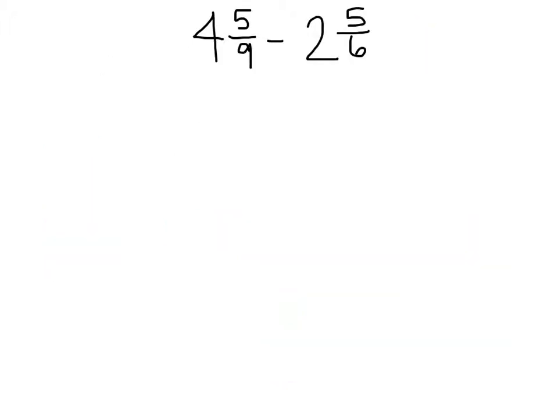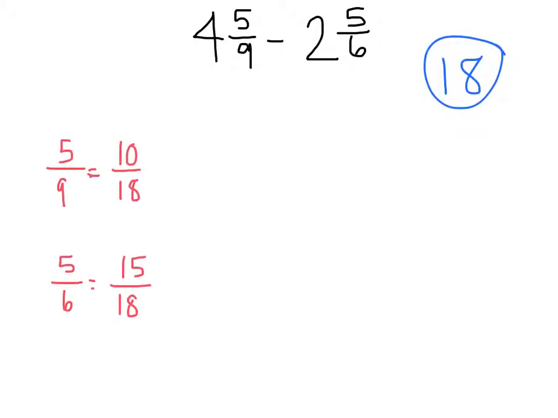So I'm starting once again with these mixed numbers. I have 4 5/9 this time and 2 5/6. And again, I notice that they do not have a common denominator. So what I'll do is I'll change those so that they do have a common denominator. And for 9 and 6, that number is 18. Once I do this, I can see that I have 4 10/18 minus 2 15/18.